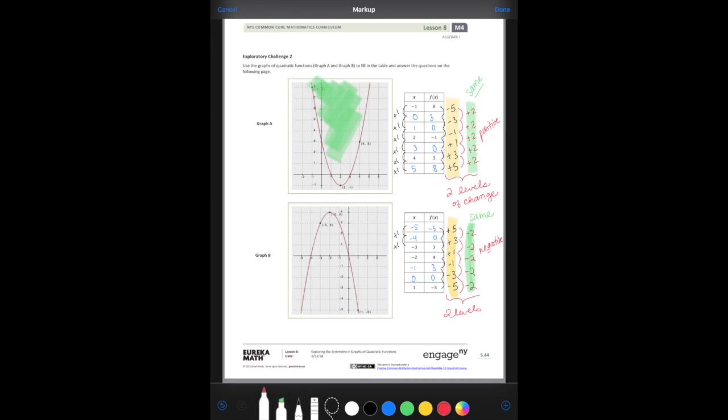So the parabola that opens up, where you have a minimum point in the bottom and it opens up, is going to be positive, and so your second rate of change is positive. And the opposite for the B, it's opening down, and you see that your second level of change is negative, which means it has a negative leading coefficient.